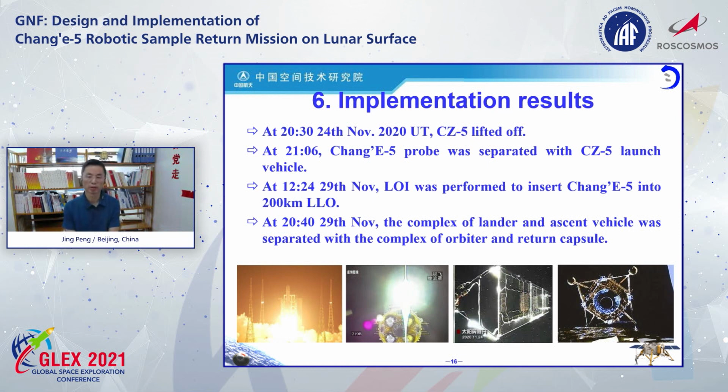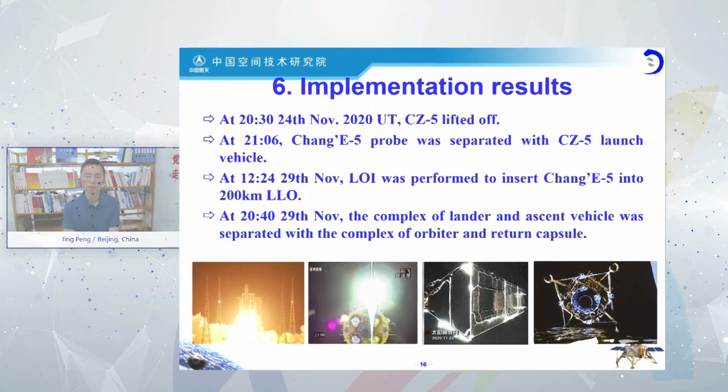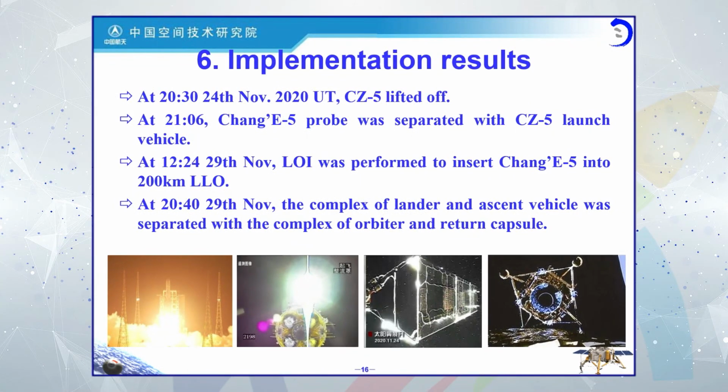At 20:40, 29th November, the complex of the lander and ascent vehicle was separated from the complex of orbiter and the return capsule. In this slide, you can see in turn the picture of liftoff, separation of the probe from the launch vehicle, the deployment of the solar panel of the orbiter, and separation of the lander, the complex of lander and ascent vehicle, from the orbiter and the return capsule.